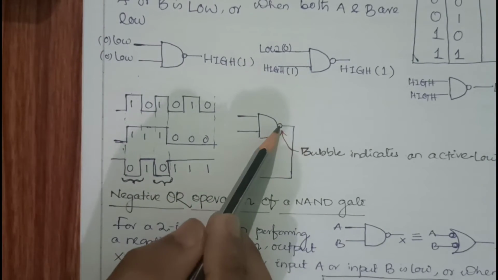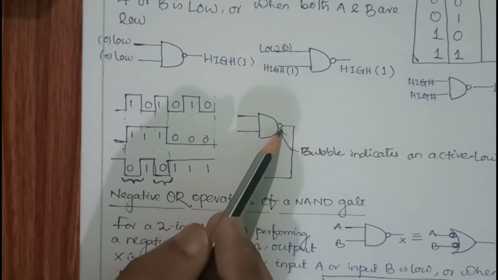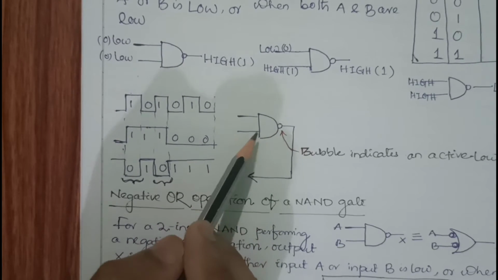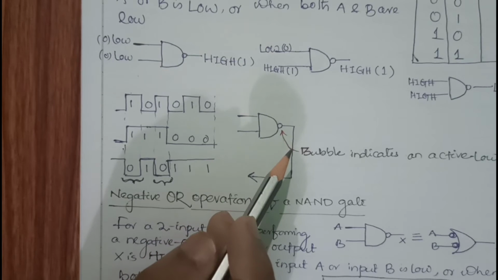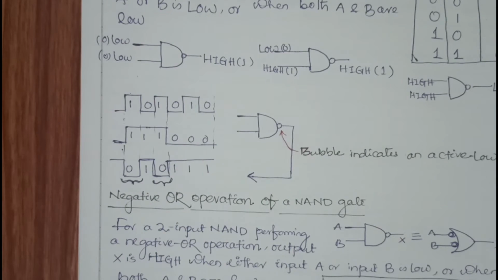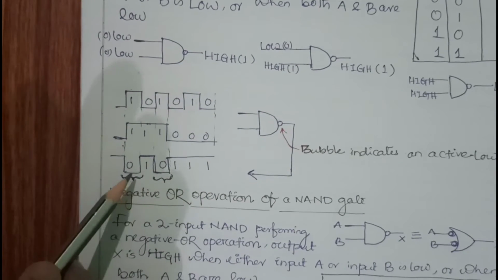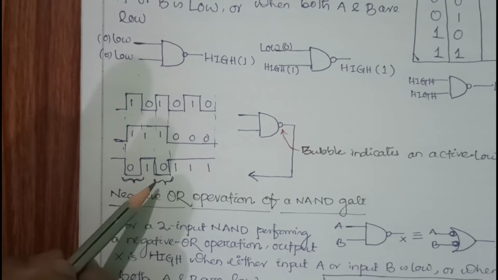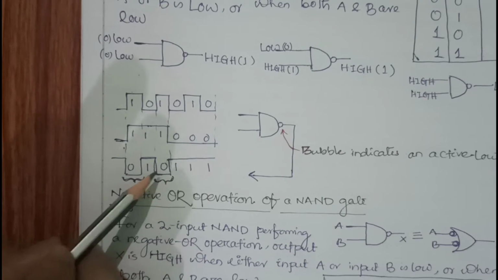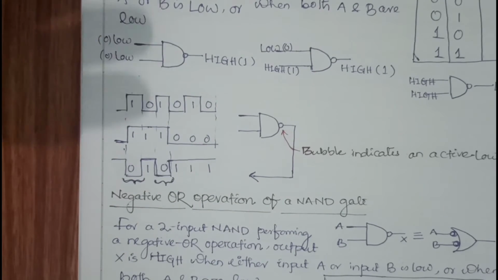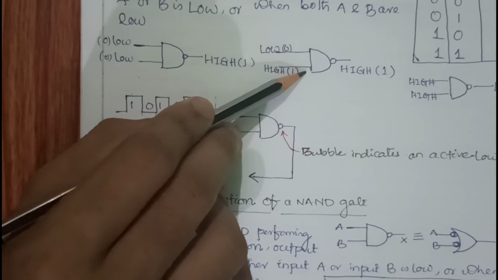But you keep one thing in your mind. Here the bubble indicates, as I told you in the first page of this chapter, an active low output. Since it is at the output, it is an active low output. It means whatever output I get, I will take the active low values, like these values. This is the representation of the NAND gate, that is AND plus NOT.